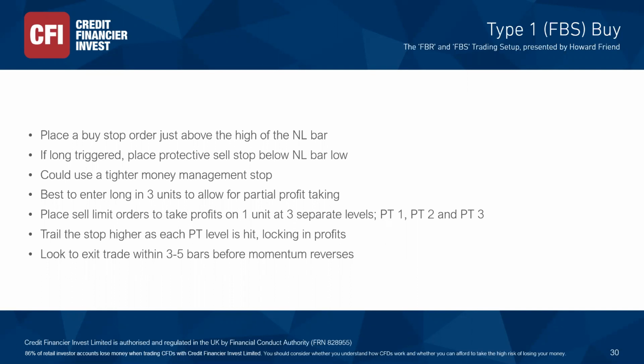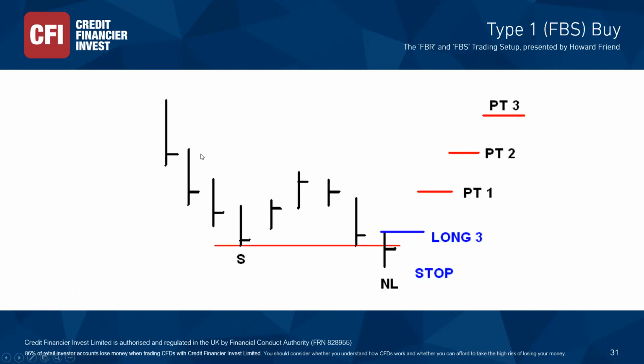goes as we expect, then we can say, okay, that's where we're going to take profits on 1 unit, that's where we're going to take profits on the 2nd unit. As the market breaks up, hitting the profit targets, we can then trail the stop higher. As I said before with the short example, always like to exit the trade after so many bars because momentum can reverse very quickly. Okay, so here's how the false break of support setup looks like.